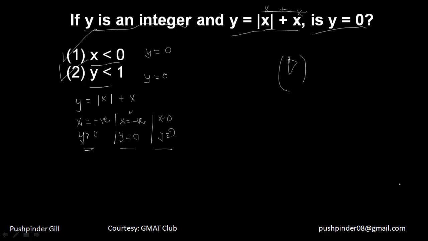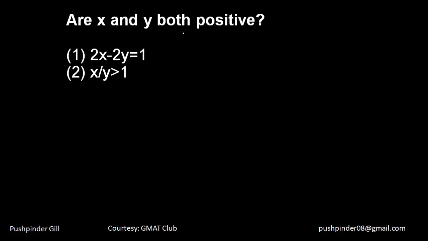Statement 2 was a bit tricky. It wasn't tricky at all, but you have to put an emphasis that y is an integer. You have to be sure there. So y is definitely an integer. Y cannot be 1, so y definitely has to be 0. That's the only possible value left for y, right? I hope you've understood this. Now you must be getting the hang of how to do inequalities questions. You have to do a lot of hard work on that.